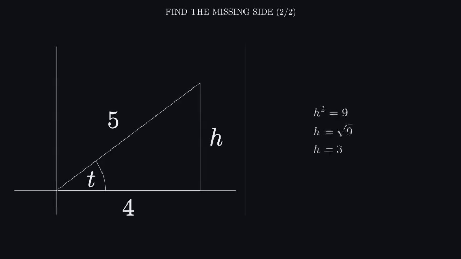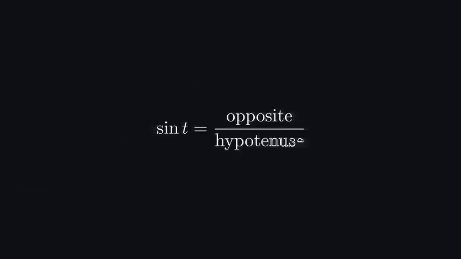Continue the calculation using the same diagram. The next steps are shown on the right. Now we can find sin of t. Sine is opposite over hypotenuse. The opposite side is 3, and the hypotenuse is 5. Therefore, sin of t equals 3 over 5.